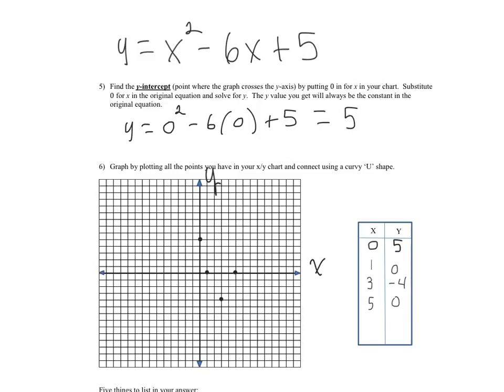So here's 5, 0. The next thing we're going to do, it's a good idea to always draw a dotted line for your axis of symmetry. Our axis of symmetry occurred at this middle value of 3. So I'm going to draw a dotted line at 3, a vertical dotted line. So here is the vertical dotted line through x equals 3. That is our axis of symmetry.